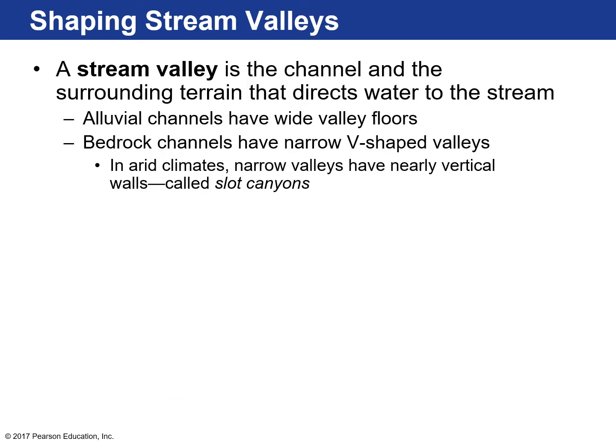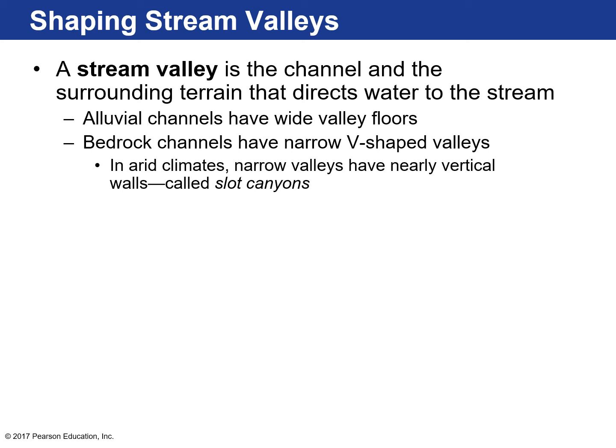So how do rivers shape stream valleys? They do a lot of work, and a stream valley is the channel and the surrounding terrain that directs water into the stream. So alluvial channels like the braided channel and the meandering channels, those stream valleys have very wide floors.